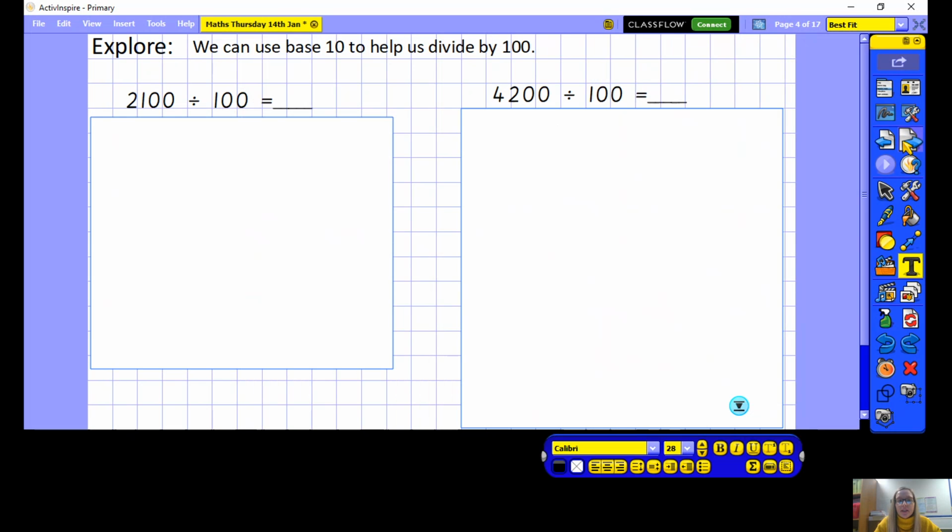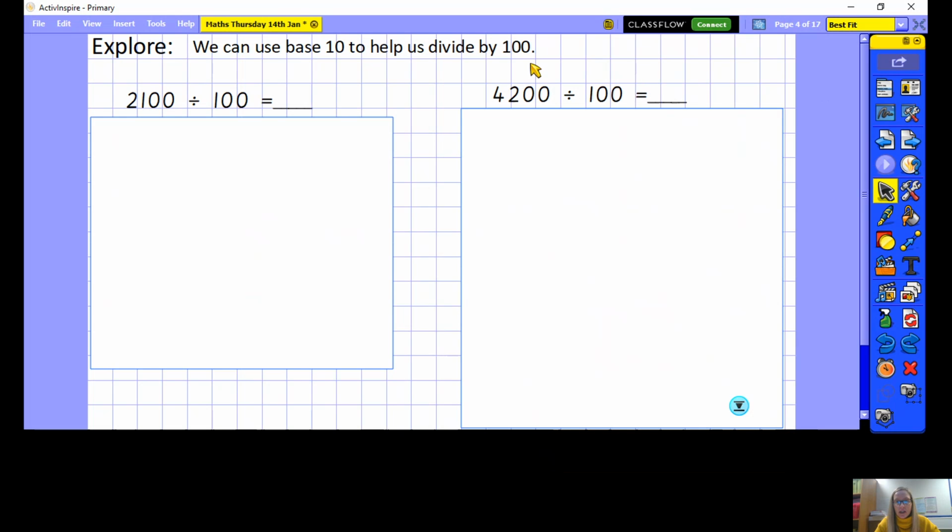Okay, we can also use base 10 to help us divide by 100. So our base 10 is our Deans here. So I've got a calculation here for us to look at together. So the calculation is 2,100 divided by 100. So how can we represent that question using Deans? Have a think, and then I'll show you how I would represent that question using Deans.